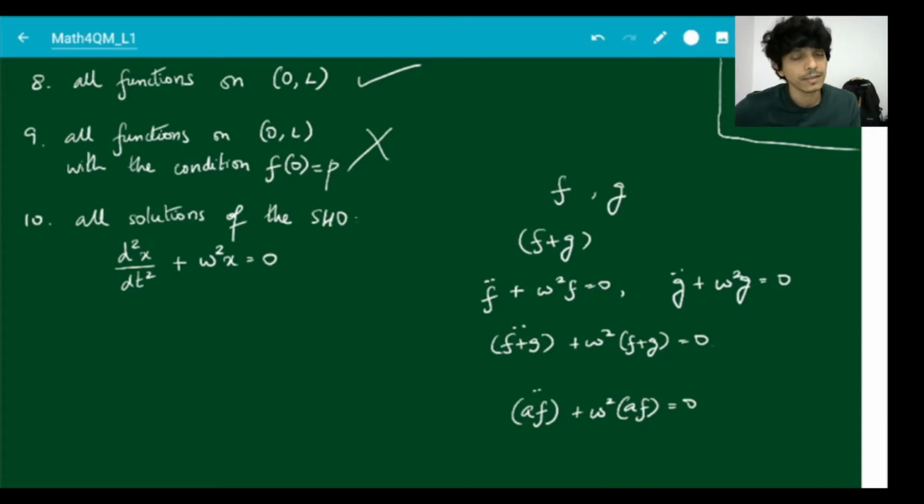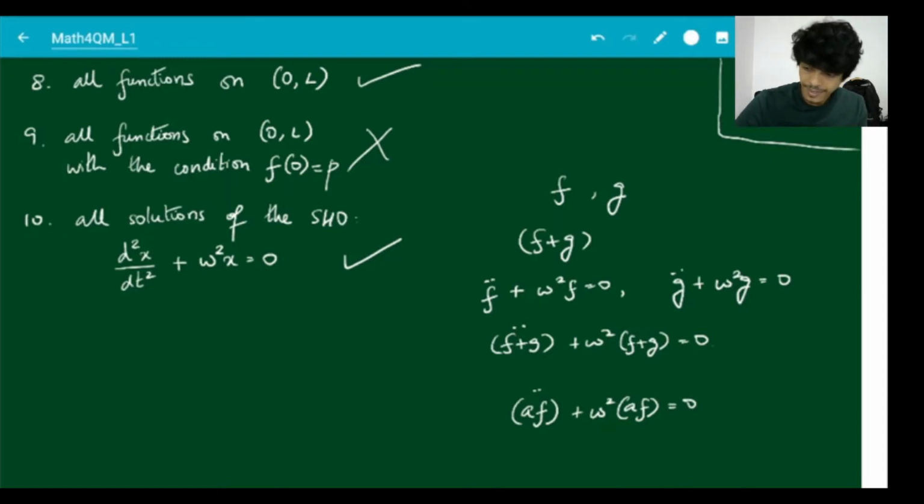0 is obviously a solution to the simple harmonic oscillator. That's the case in which there is no oscillation happening, just x of t is 0. So the null vector belongs to this set. The negative of any solution is also going to be a solution. So all solutions of the simple harmonic oscillator form a vector space. For example, sine omega t and cosine omega t are solutions, then sine omega t plus cosine omega t will also be a solution. So these are some nice examples of vector spaces.